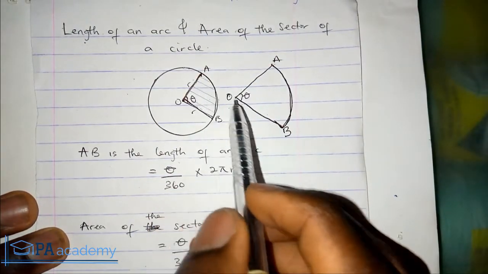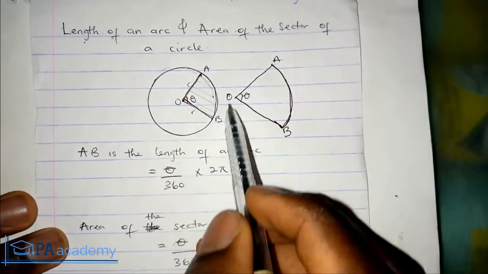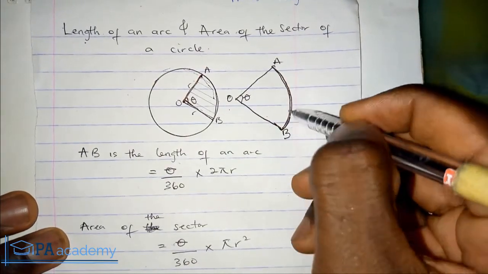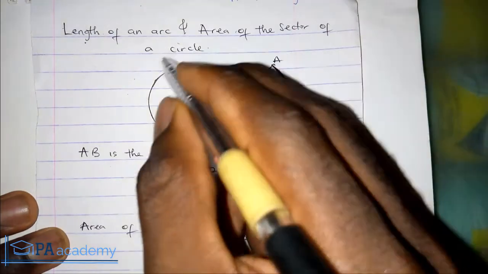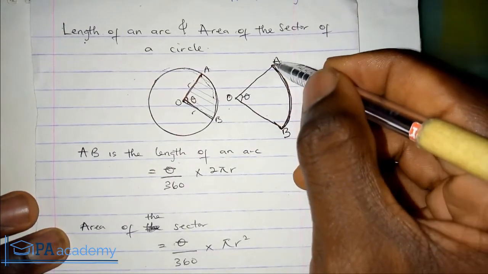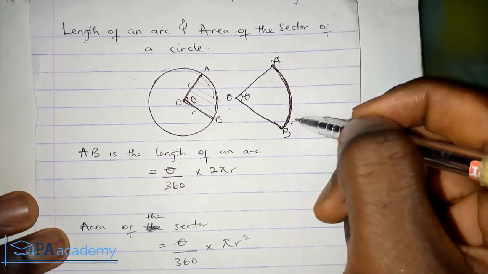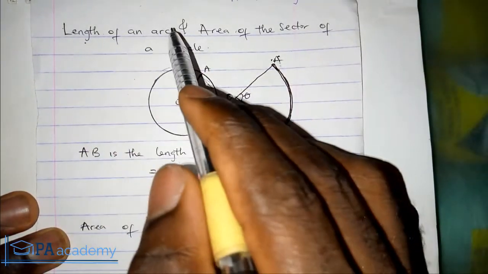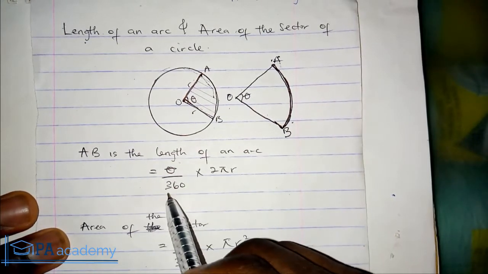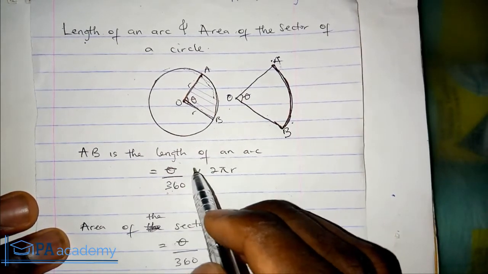So if you had to look for the circumference, we will use 2 pi r. But now that we've already cut this part out of this entire circle, and we are asked to look for the length of this AB, AB, that is what we mean by the length of an arc. And this is the formula you are going to apply: theta over 360 times 2 pi r.